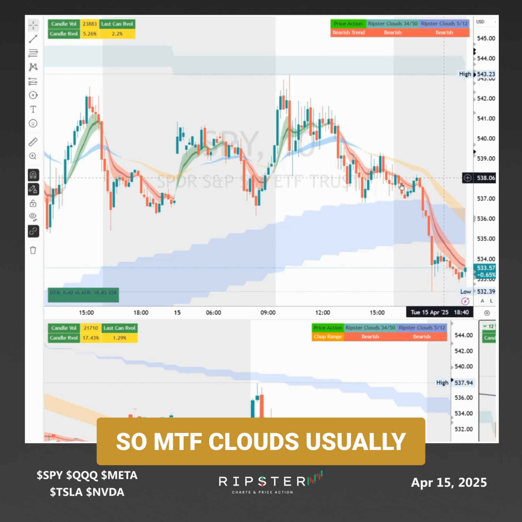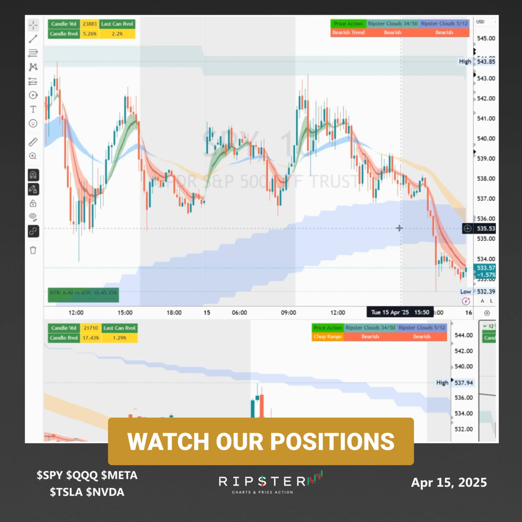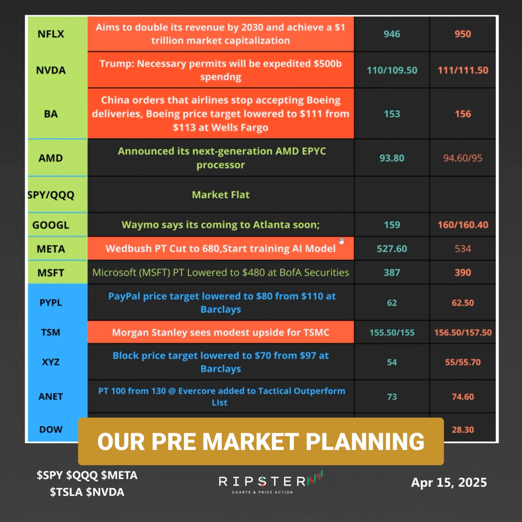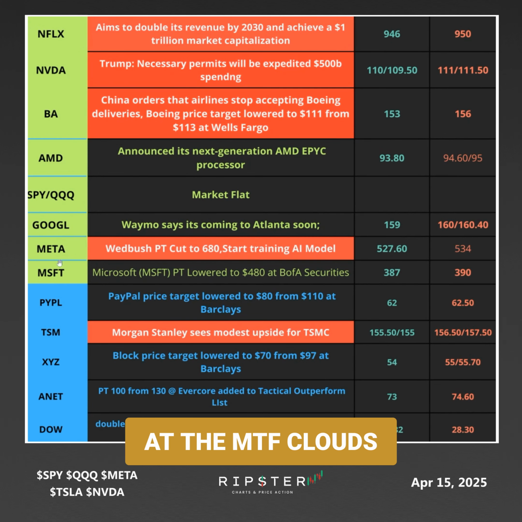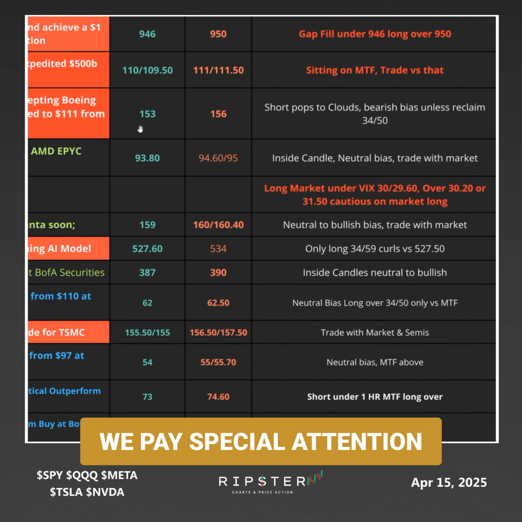So MTF clouds usually act as a resistance. Oftentimes we see the market rejecting here. It helps us to manage risk, watch our positions, manage chops. So when we make our pre-market planning in the community, we always look at the MTF clouds. We always make sure we know the MTFs. Where is the MTF? If closer to the MTF, we pay special attention.